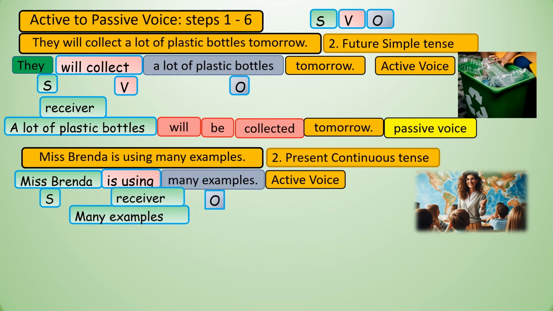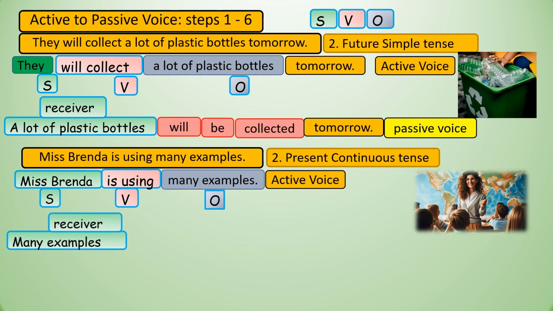Now we're ready to start with the passive voice. Many examples, it's a receiver, it's a subject. That's why it's color-coded green also. And now our grammatical construction is are being used. The being is actually an indication of a continuous action. So the are is for plural, many examples, more than one, are being used, and used is our past participle form of use.